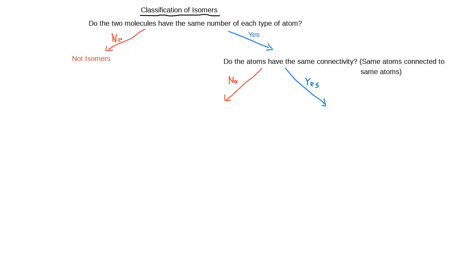But yeah, no. If the atoms don't have the same connectivity, but they do have the same number of atoms of each type, they're what are referred to as constitutional isomers. Wait, whoops, I misspelled that. Constitutional isomers. So same number of atoms of each type, but they're put together in different ways.